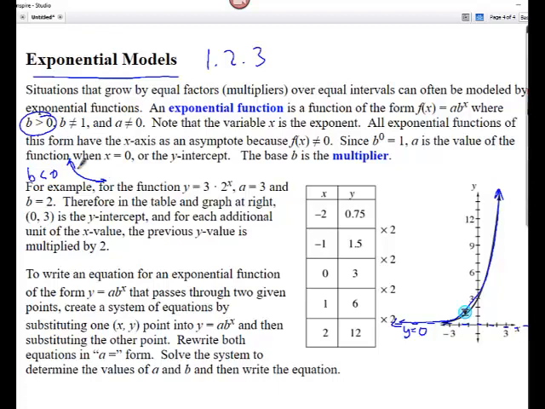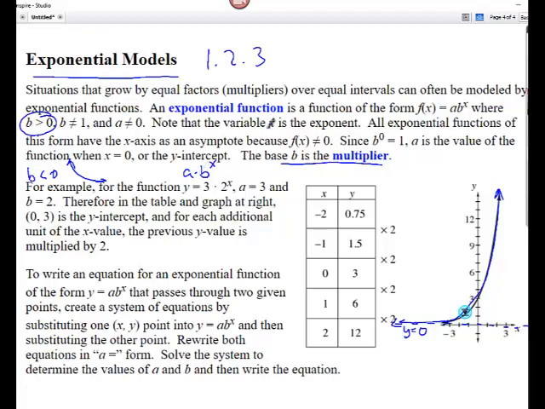So b cannot equal 1, otherwise it's not growing, because when we have a times b to the x power, if this is 1, it's not growing at all. It's our multiplier. B is known as our multiplier. If b is just multiplying by 1 over and over and over, nothing changes. You have to put just a horizontal line at y equal to a. Notice a cannot equal 0, because anything times 0 is going to be 0, so that would cause a problem too. So those are little stipulations in there.